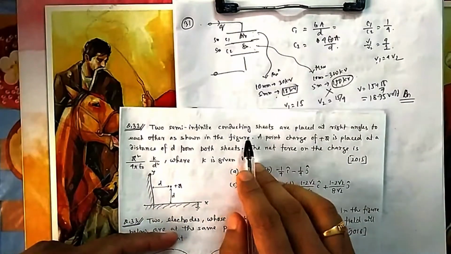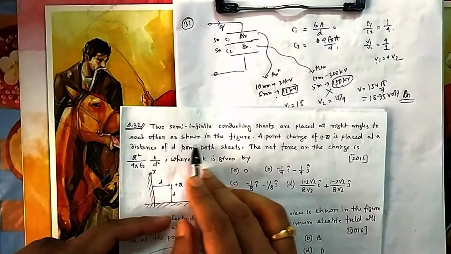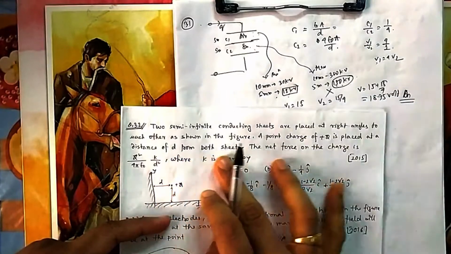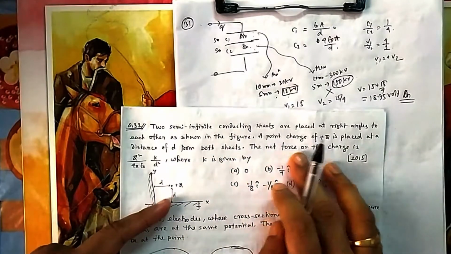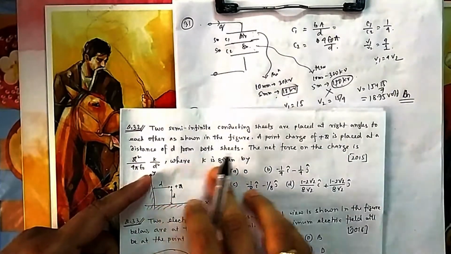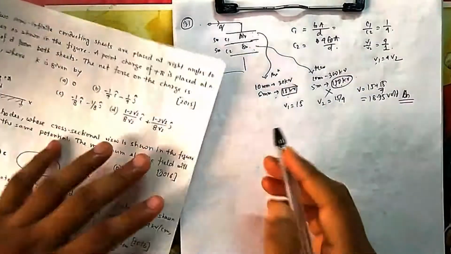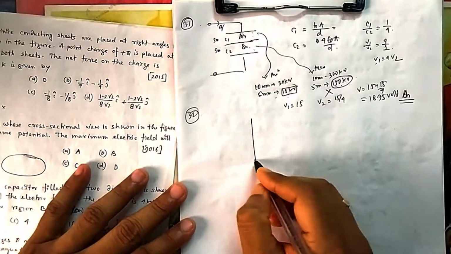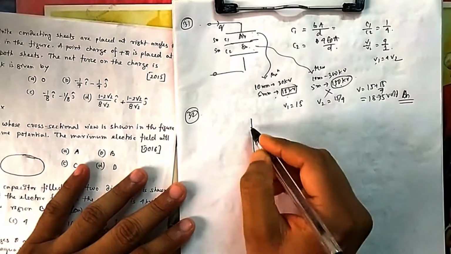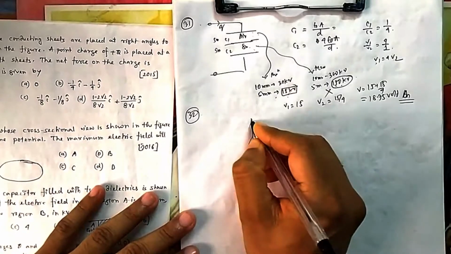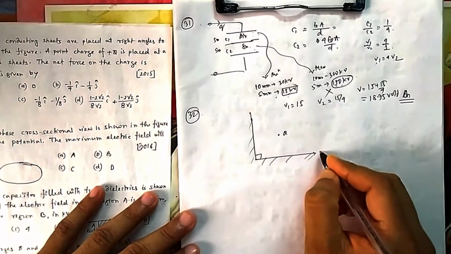Question 32: two semi-infinite conducting sheets are placed at right angles to each other as shown in the figure. The point charge Q is located at a distance D from these sheets. The net force on the charge is this, where K is given by. Now this one we have already seen. In the case of conducting sheets placed at 90 degrees, suppose this is your charge Q. So there is a concept of image charge.